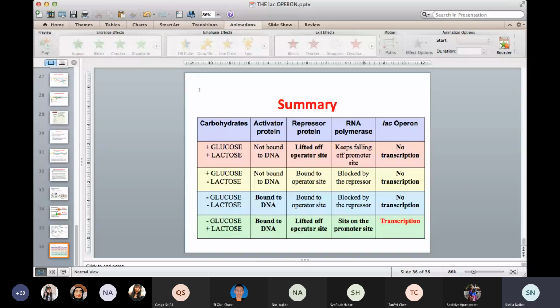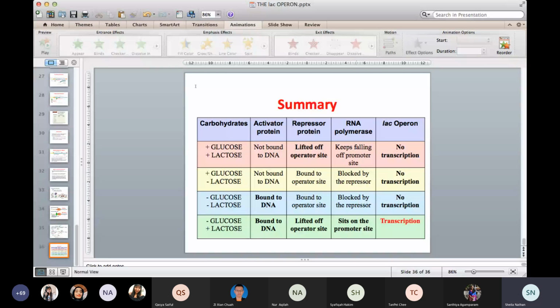So you can explain this situation. Activator here refers to your lactose or your allolactose. Repressor here refers to your Lac-I. And RNA polymerase, whether or not it's binding to the promoter. So if you're given this column and asked to fill in all this information, you should be able to do it. And you can do it not because you memorized the answer, but because you understand the mechanism of the Lac Operon.